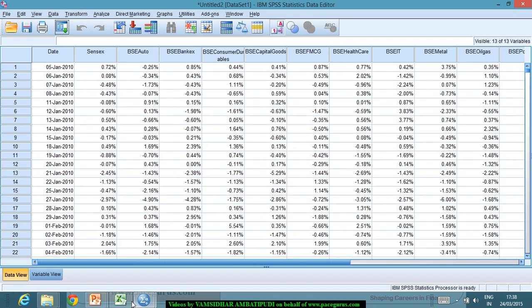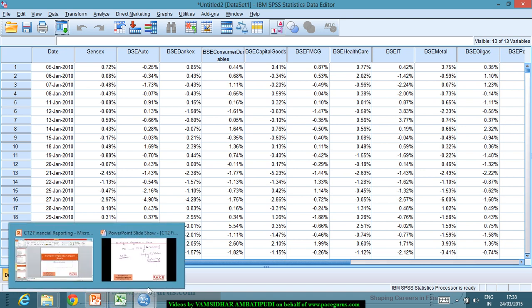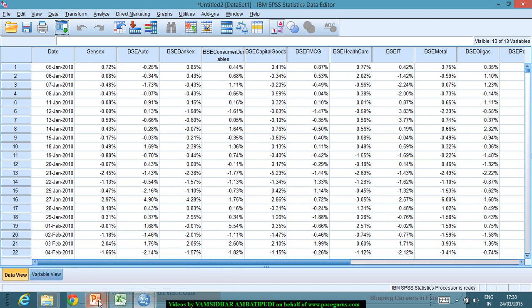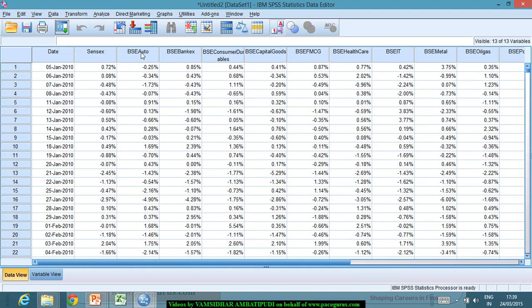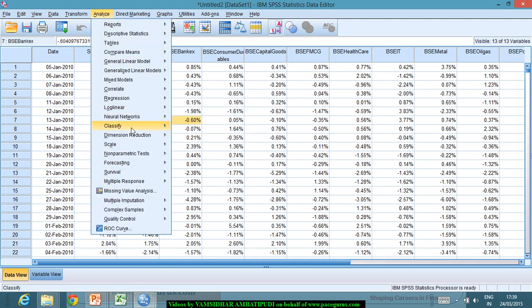Fine. All right. Now comes here. Conceptually, what is going to happen is this entire factor analysis works on the principle of eigenvalues. So the eigenvalues are typically computed for this matrix, and the multicollinearity is simply removed by transforming the existing variables into a different set of components. For that, what I can do is I'll go into analyze.